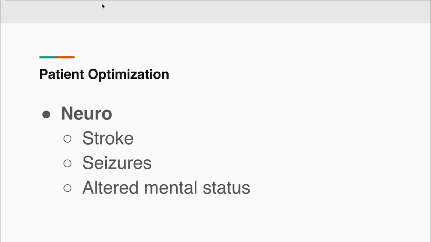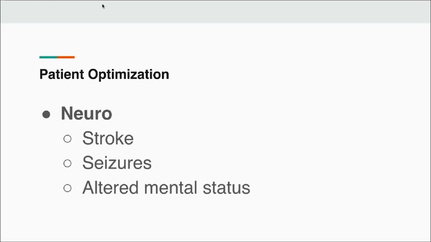Then I'll get into specific organ systems. So I start head to toe, and when I ask them about their neurological system, I want to know if they've had a recent stroke. Have we given enough time for that stroke to recover before doing an elective procedure?